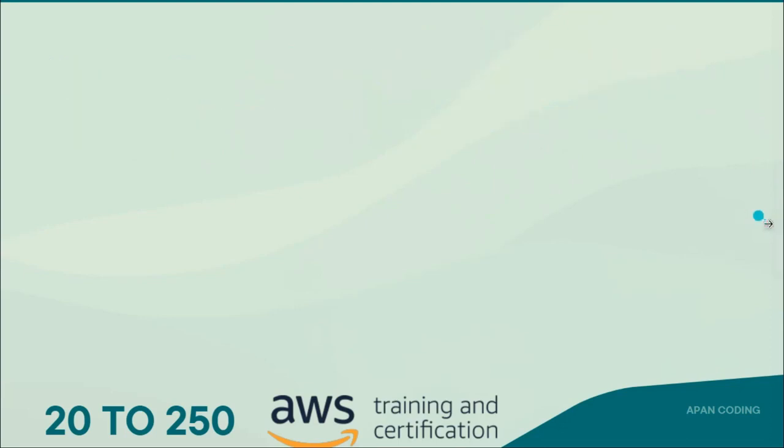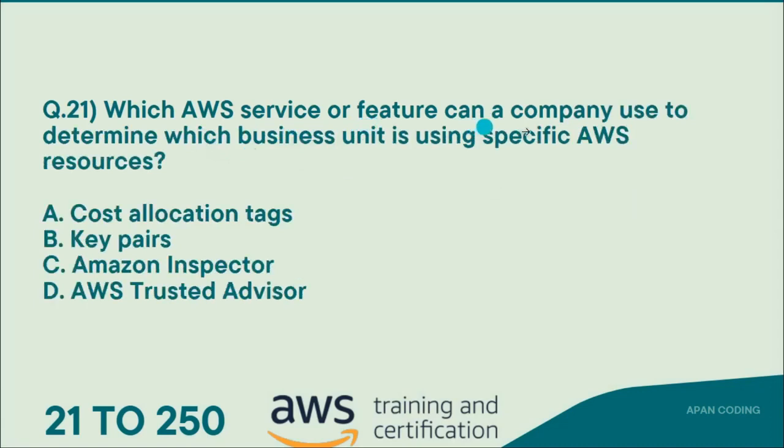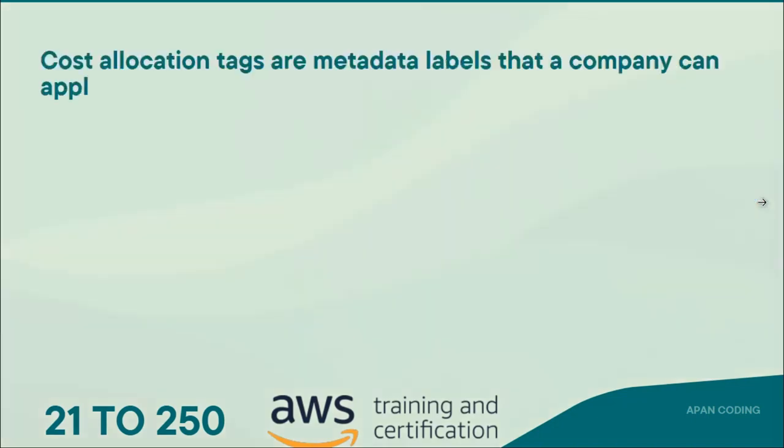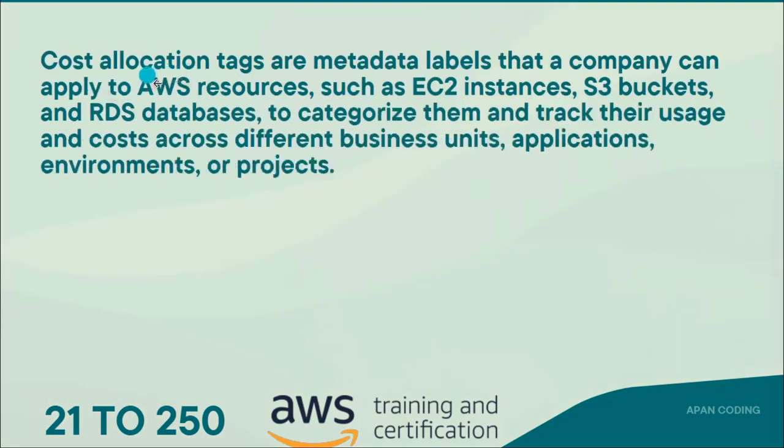Now move on to the next, friends, question number 21. Which AWS service or feature can a company use to determine which business unit is using specific AWS resources? Which one? Option A, cost allocation tags. Now move to the next and we will see the explanation. Cost allocation tags are metadata labels that the company can apply to AWS resources such as EC2 instances, S3 buckets, and RDS relational database systems to categorize them, to track and use the cost across different business units, applications, environments, or projects.